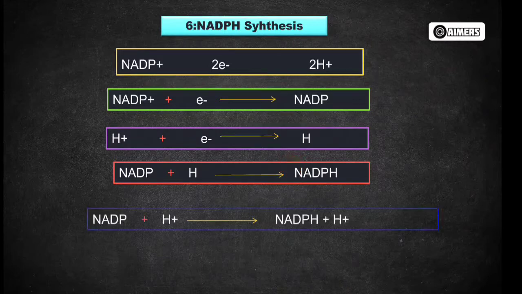Now what is the next process? This NADPH and the one remaining proton add to form NADPH plus H positive. We don't write it as NADPH2 because it is not a hydrogen atom, it is only one proton, so we write it separately as H positive. Now, the energy which was possessed by these high energy electrons is now transferred to NADPH.